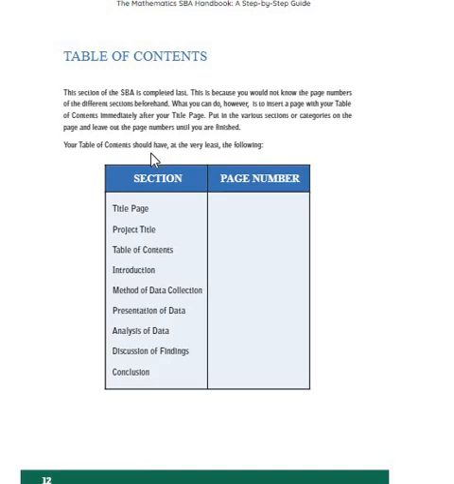Your table of contents should have at the very least the following sections: title page, project title, table of contents, introduction, method of data collection, presentation of data, analysis of data, discussion of findings, conclusion. And in the other column, you have page numbers. So you'll be able to put those in when you're through with your SBA, so you know what page the title page will start from, the project title will start from, the table of contents will start from, etc. You can put those in at the completion of your SBA.